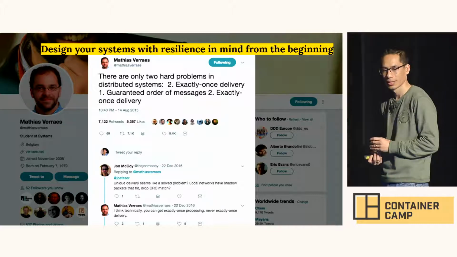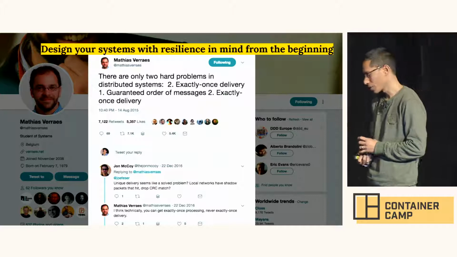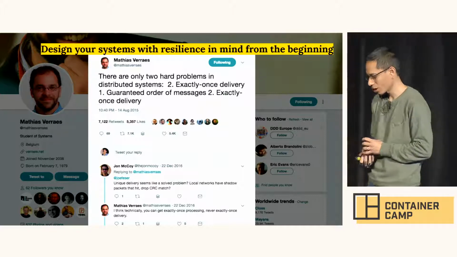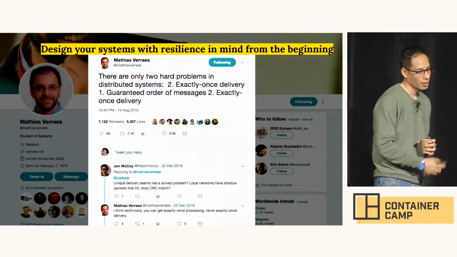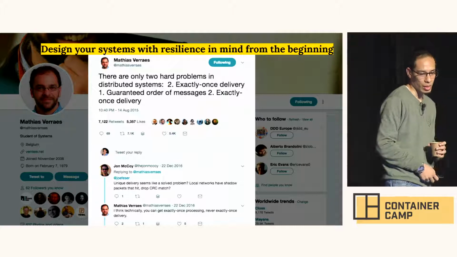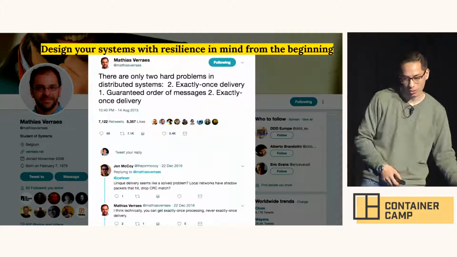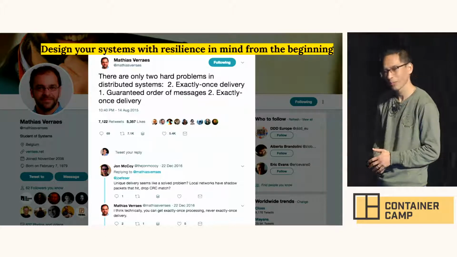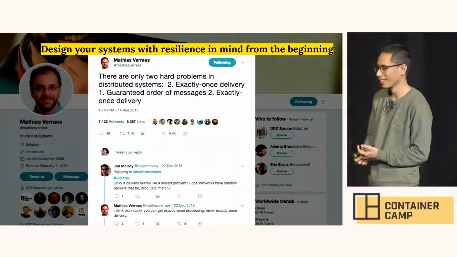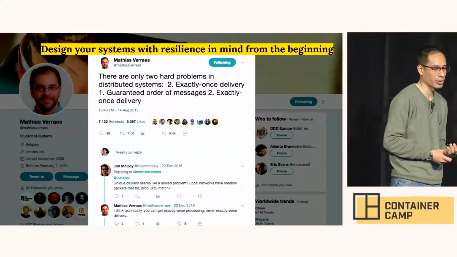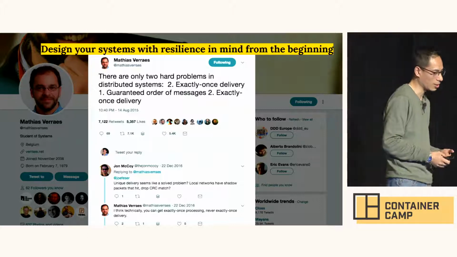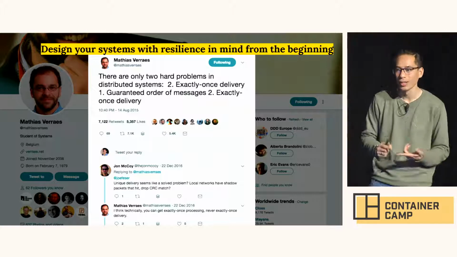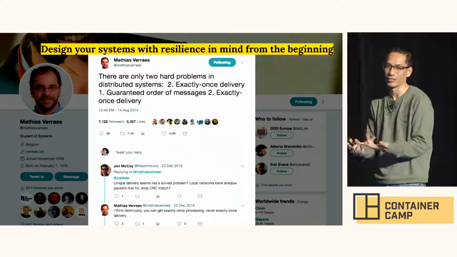So, a simple pun here. Because with microservices, you will start splitting into a lot of distributed systems. Matthias says there are only two hard problems in distributed systems: exactly once delivery, and guaranteed order of messages. The pun is pretty clear. So basically, this comes from a very famous quote that says there are only two hard problems in computer science: naming things and cache invalidation.